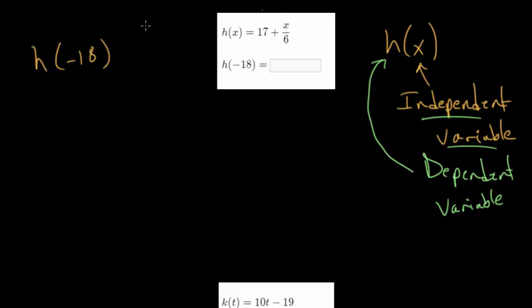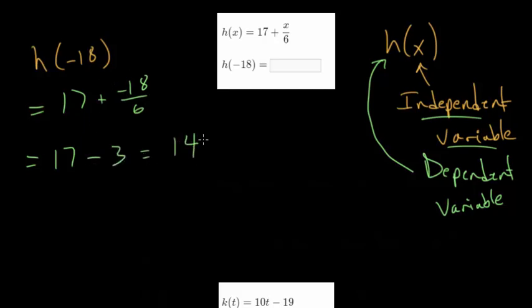In this case, we're choosing to evaluate it at -18, and the function will tell us what the dependent variable is, or what the y value is. So we plug this in here. We have 17 plus (-18)/6. If you want, you can put it in parentheses. That's mostly to deal with multiplication, but you can put it in if you want. So you have 17, and then plus -18 over 6. 18 divided by 6 is 3, and the negative carries along, so we get plus -3, or just -3, which is 14.